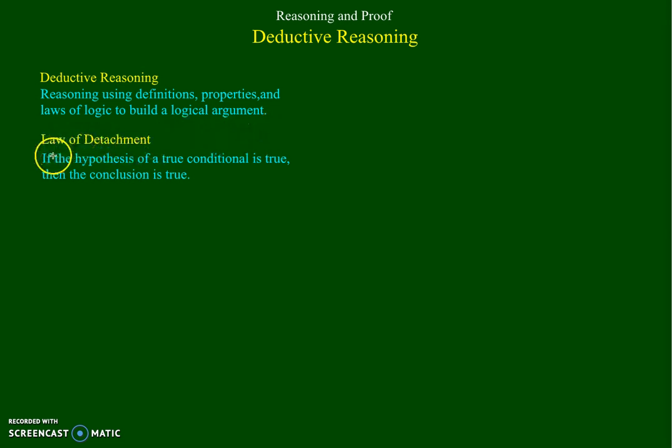The law of detachment simply says, if the hypothesis of a true conditional is true, then the conclusion is true. Now this sounds fairly simple on the surface, but a lot of people get twisted in knots by this one only because the terms are a little bit strange and it appears a little bit cryptic. So what I'm going to do to introduce this is an example that highlights some of the deficiencies people make when they're exercising this idea of law of detachment.